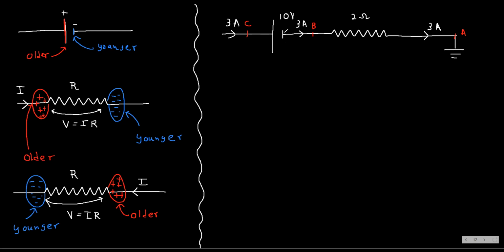Now tell me, who is the older one, who is the younger one? Short one or long one? Short one. This one is short, this is the younger one. Now, who is the older one? Long one. The long one is the older one. Clear? This is the older one and this is the younger one.